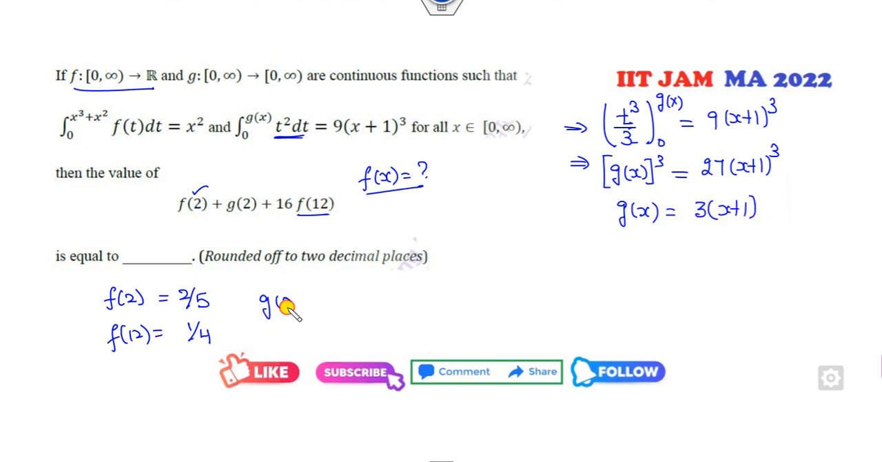So what is my g of 2? 2 plus 1 is 3, 3 into 3 is 9. Now I can substitute here. It is 2 over 5 plus 9 plus 16 into 4, 13. So it is 13 point, this is 0.4, 13.4 is the right answer of this problem. You can write it to 2 decimal places, that is the correct answer.